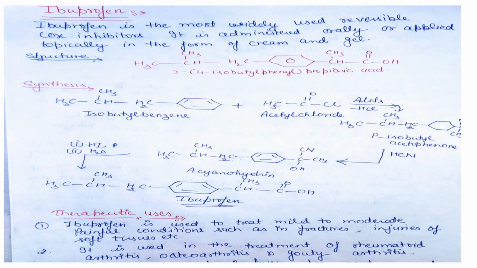The next drug in this category is ibuprofen. It is the most widely used reversible COX inhibitor. It is administered orally or applied topically in the form of cream and gel. Here is the structure.